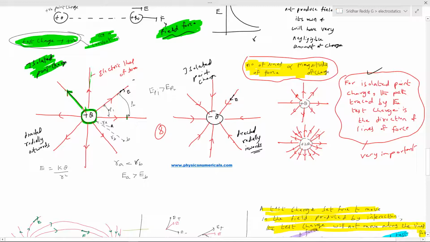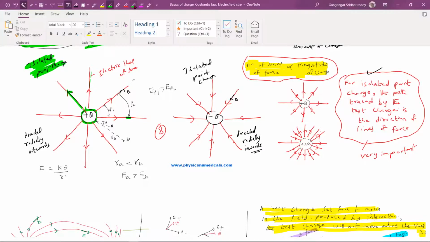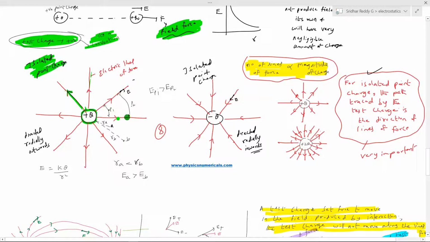Now, if I release a test charge here, in what direction will the test charge move? It will move in this direction. If I release a test charge here, how will it move? It will get accelerated. And what type of motion? Variable accelerated motion, increasing speed, decreasing acceleration. The test charge will move along the lines of force only. It will not move like this. It will be here, after some time here, after some time here.